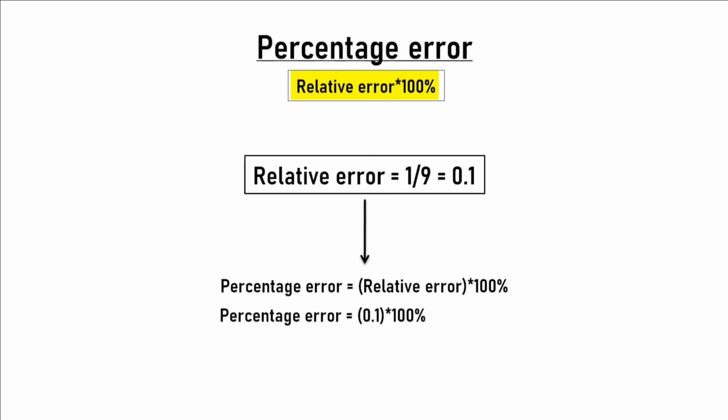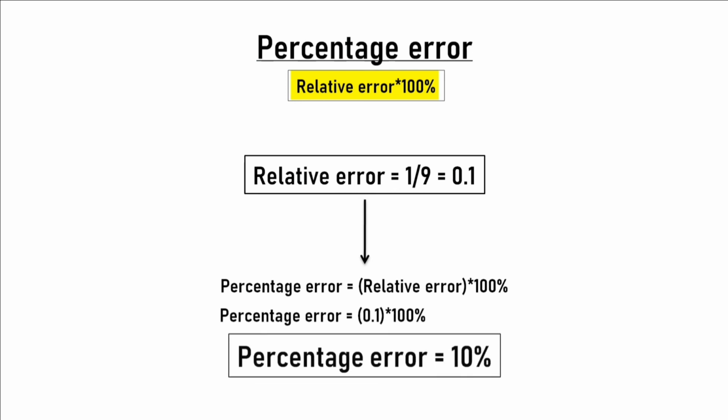Now finally let's move to percentage error. In simple words, percentage error is equal to relative error into 100. In the previous example we got relative error as 0.1. From the definition of percentage error, we know that percentage error is equal to relative error into 100%. Now we substitute the relative error which we got previously. In this formula we get percentage error is equal to 0.1 into 100%. So finally we get percentage error as 10%. From this we came to know that there is 10% error in our measurement.